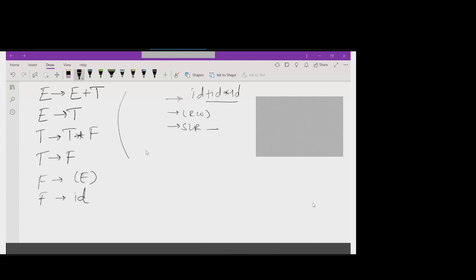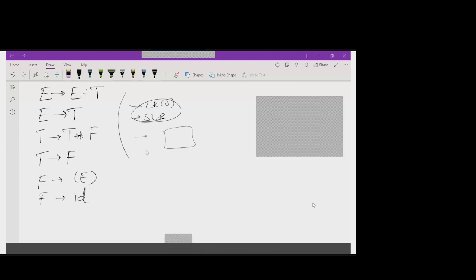Or maybe the string is not given to you. Only the grammar will be given to you, and you will be told to find whether the given grammar is an LR0 grammar or not, or an SLR grammar or not. So in that case, you need to follow the steps which I am going to tell you right now, and then you have to make a parsing table out of it, right?